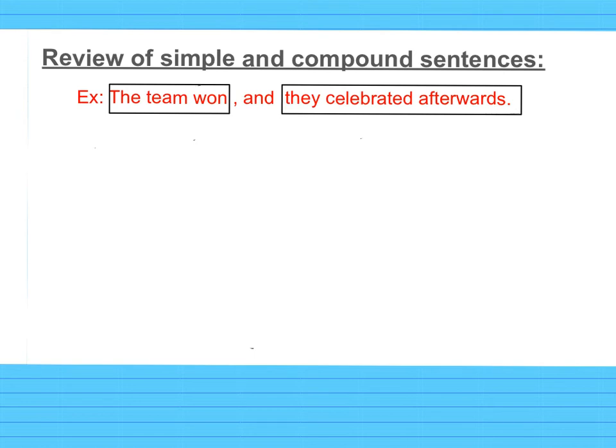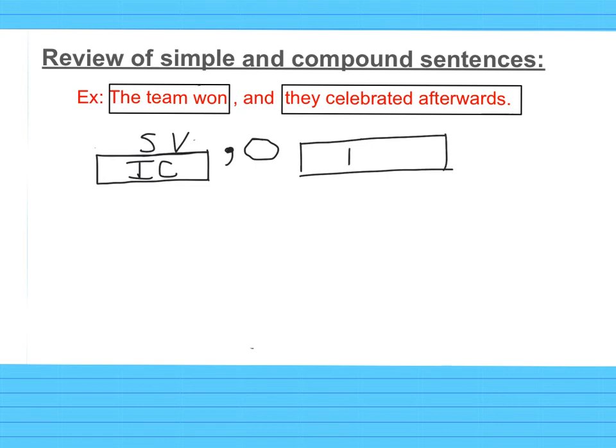So again, a compound sentence, in order for it to be considered correct, it must have the independent clause that has a subject and a verb in the first part of the sentence. It must have a comma that goes before your coordinating conjunction. Remember in class we represented the independent clauses like this. And then you must have a second independent clause that also has its own subject and a verb. If you follow those rules, you will have a correctly written compound sentence.